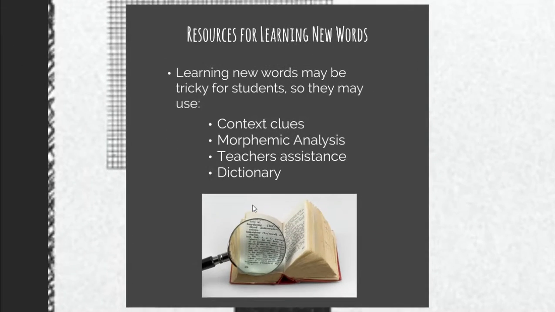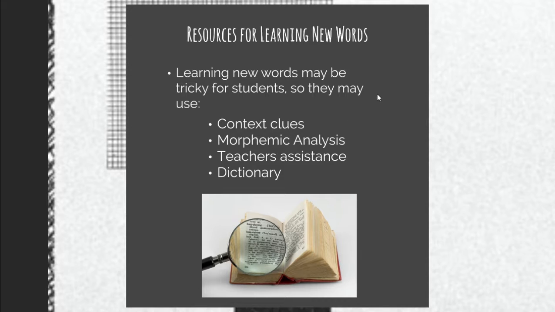Next is the resources. So when students are learning new words, it can be a little bit difficult for them, and there's different tricks that they can use to try and figure it out. So context clues, this is just a student reading the passage and looking around the sentence to try and find little hints and things to help them figure out the meaning of this unknown word.